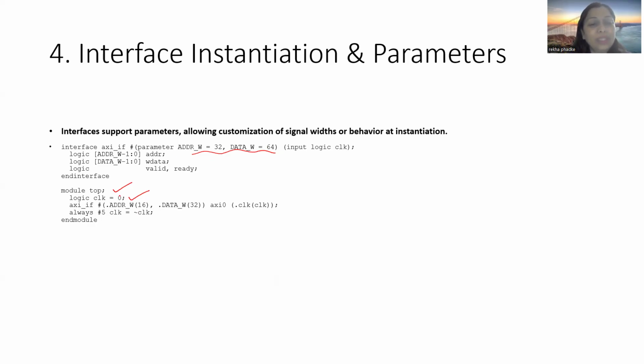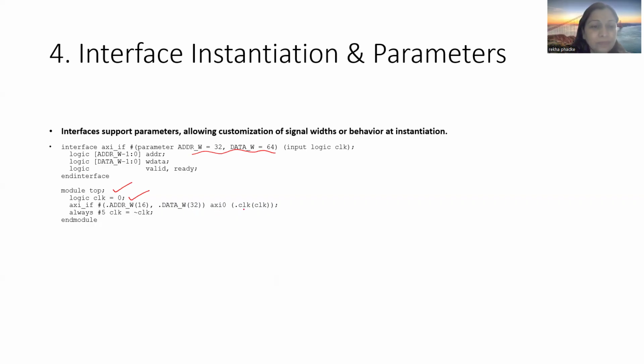Okay, so now I decided that I want the same interface. I want all the port list, but the only thing is I want for this interface the width of address and width of data to be different. That's the reason I've changed it to 16 and 32 respectively. Okay, and all other things I've kept the same. Okay, so access_if hash of dot ADDR_W of 16 comma dot DATA_W of 32. That's what I've kept here.